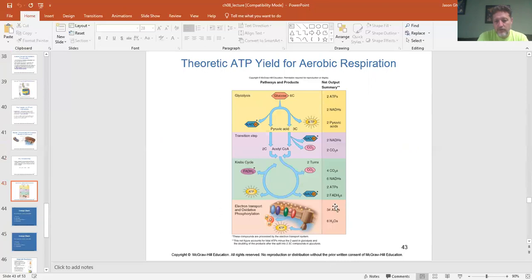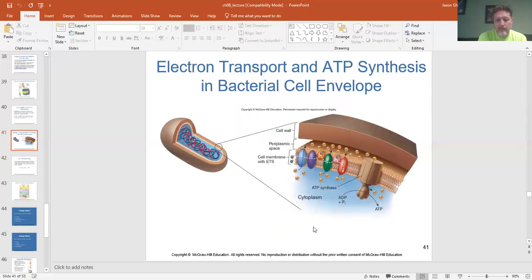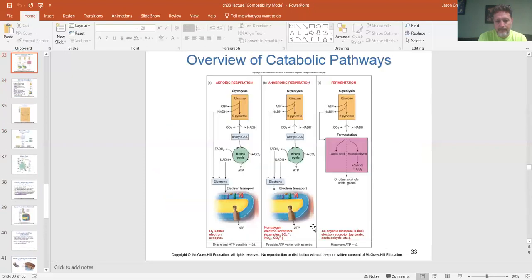What this is showing you, those 34 ATPs, that's the ATPs made from the NADHs and FADHs, because we've already got 2 ATPs here, 2 ATPs here, those are the 4. So you add those other 4 on there, there's your 38. Notice that most of the carbon dioxide is produced in the Krebs cycle, and water is produced in the electron transport chain.